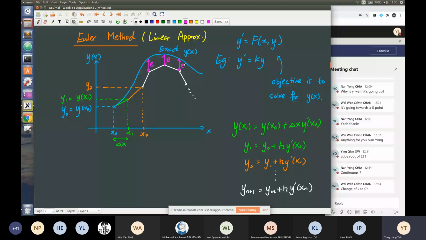Change x to 0, Kevin. No, the expansion point actually can be anywhere. You can expand about anywhere.